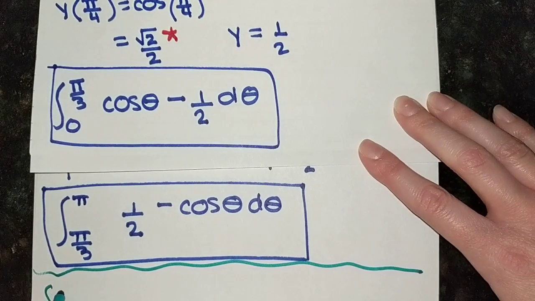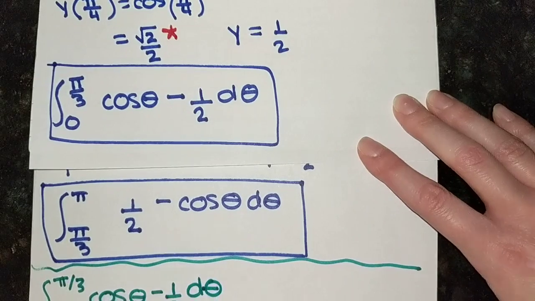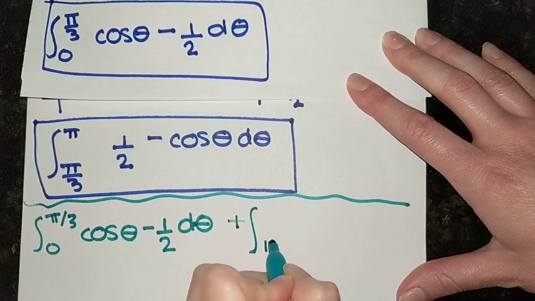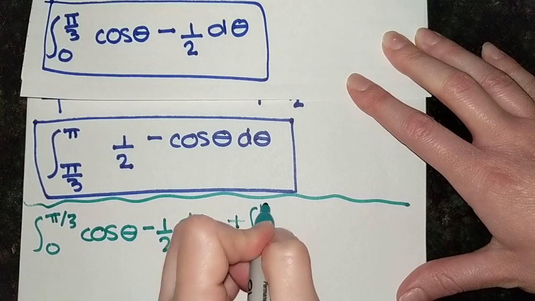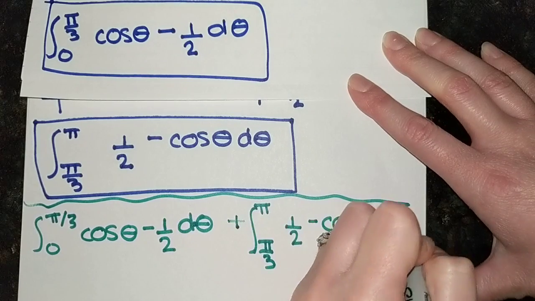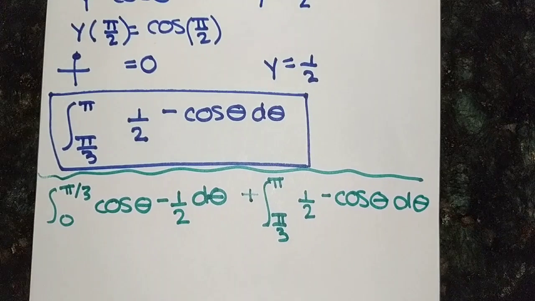Okay, so here's what it's going to look like at the end of the day to find this area. You're going to be going from 0 to pi over 3 of cosine theta minus 1/2 d theta, and then adding that to the second interval, pi over 3 to pi, of 1/2 minus cosine theta d theta. Okay, so you do have to integrate them separately here.